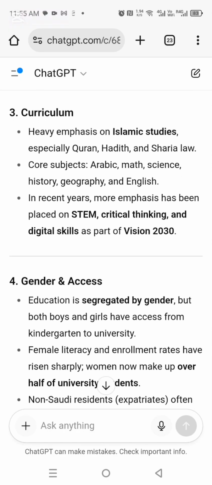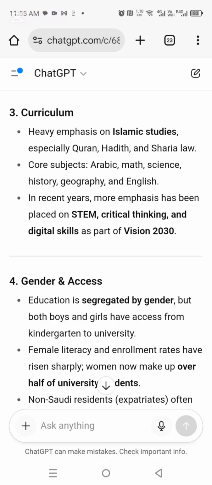The curriculum emphasizes Islamic studies, especially Quran, Hadith, and Sharia law. I want you to understand that we are so very connected, the whole world actually. When it comes to Arabic, it has a lot of similarities with our language, because I think by now you know what Hadith is as a Kenyan, because Swahili is our national language. You know what Hadith is, you know what Sharia and Sharia law is, yeah.